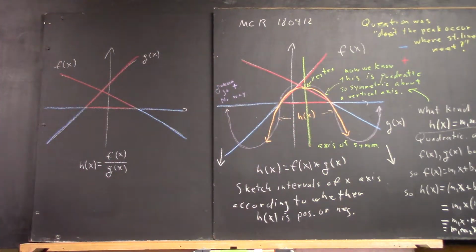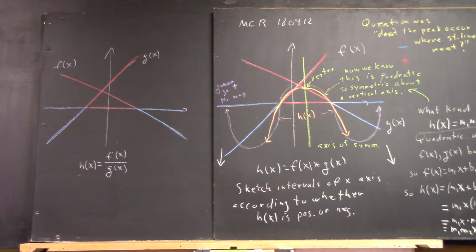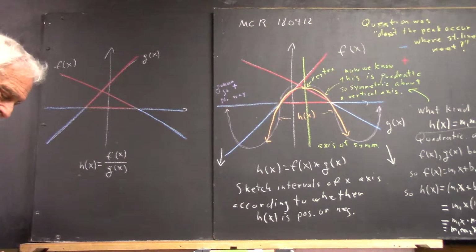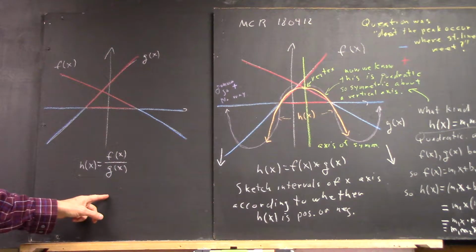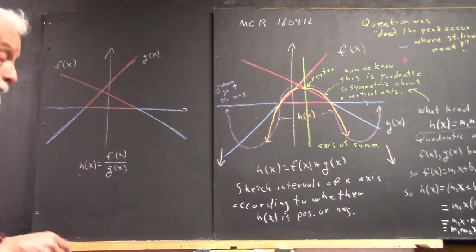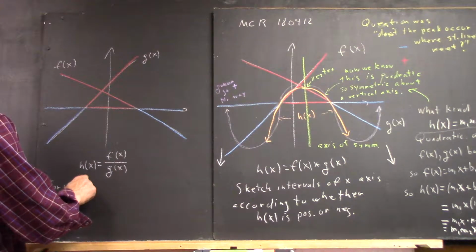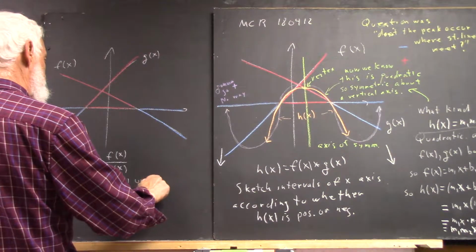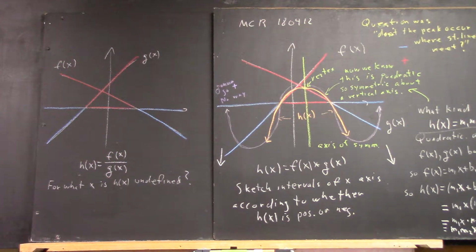Okay. Now, we're going to do something different, though. We're going to divide the f of x by g of x. Okay? So, first thing I'll ask is, there is one value of x for which this is not defined. Okay? 0. So my question is, for what x is h of x undefined?